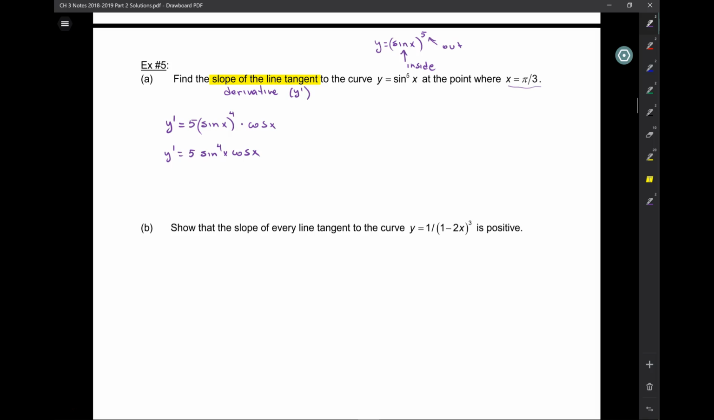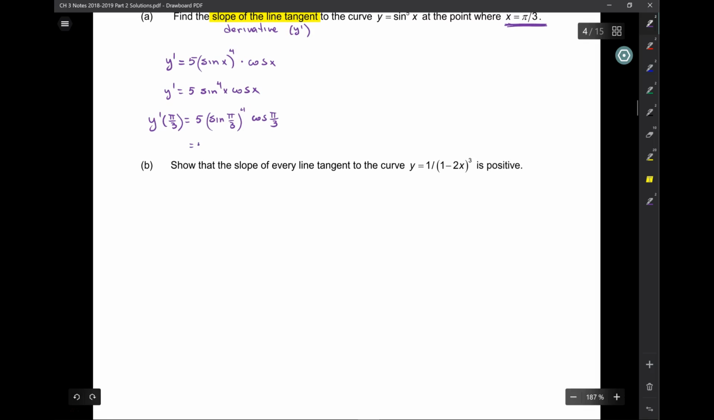Right, times 1, but we don't write the 1. If it's just an x inside, then we can let it go. Okay, but now we need it at x equals pi over 3. So y prime at pi over 3 is 5 times sine pi over 3 to the power of 4 times cosine pi over 3.